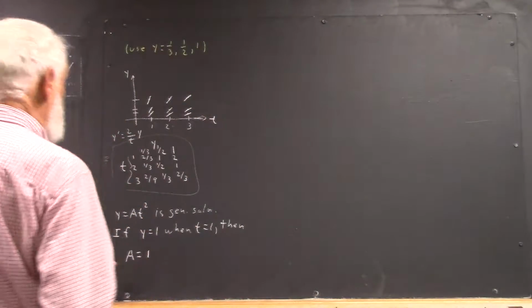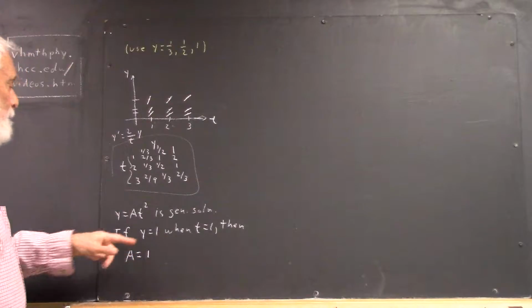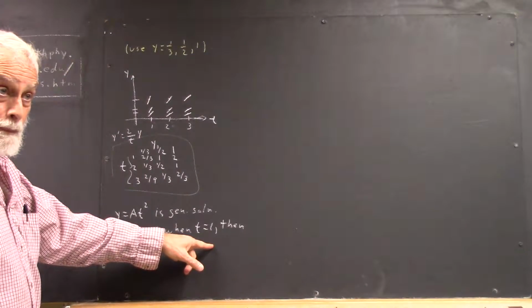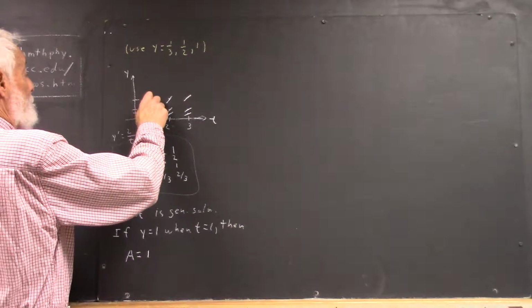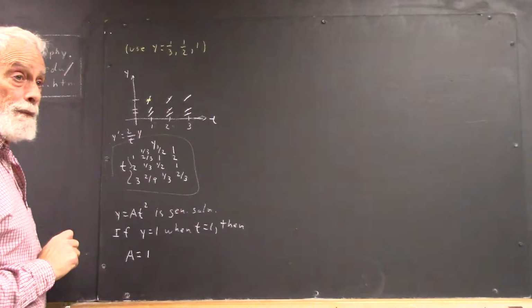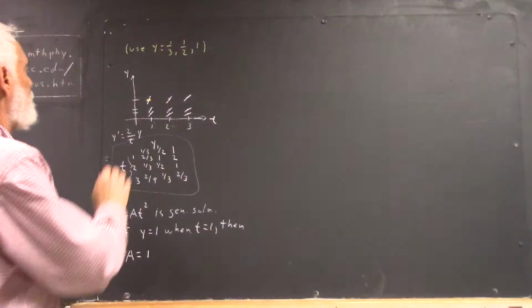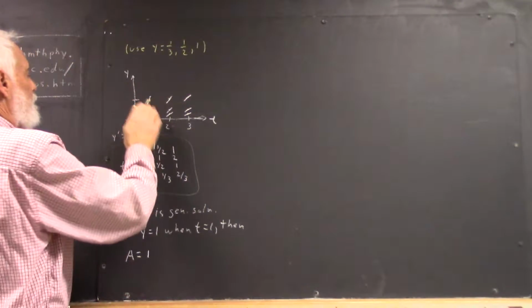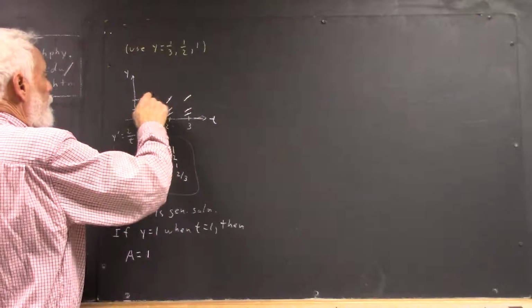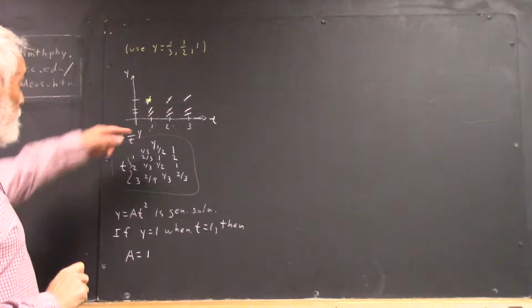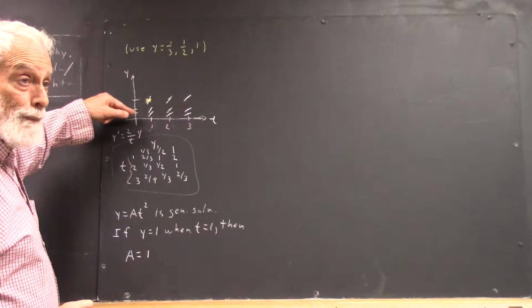That should be positive, right? Well, no, if Y equals 1 when T equals 1, that means we're at this point. Right? Oh, sorry. That's, yeah, never mind, that's right. Yeah. Out here. Okay. So this means that we start here.